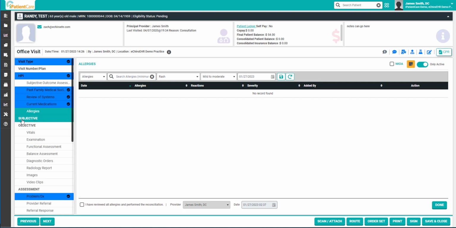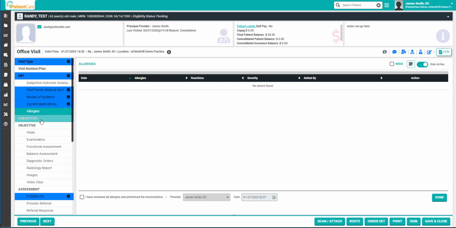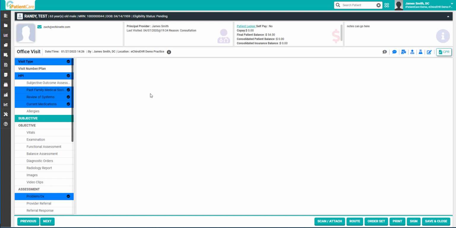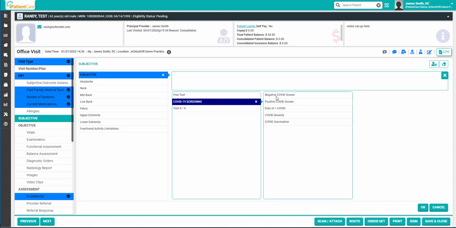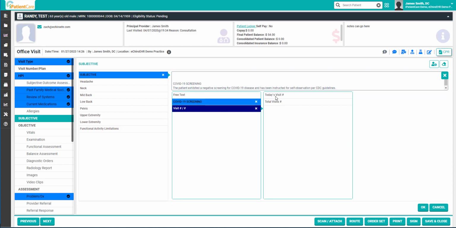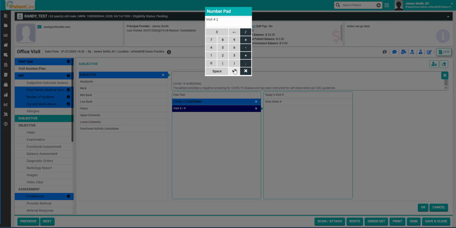Documenting the chief complaints is performed in the subjective section. So when we select subjective, that brings open a number of chief complaints that we have available: headache, neck, mid-back, low back, pelvis, upper extremity, lower extremity, and then we'll talk about functional activity limitations. Very first, right off the get-go, we have COVID screening, documenting that there was a negative screening, and then documenting what visit this is out of the total number of the treatment plan visits.